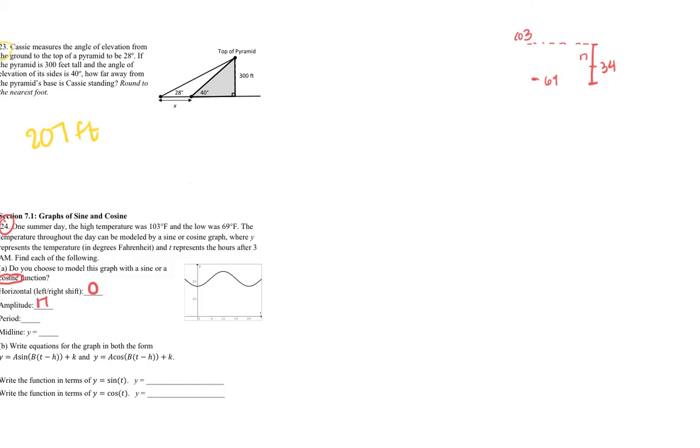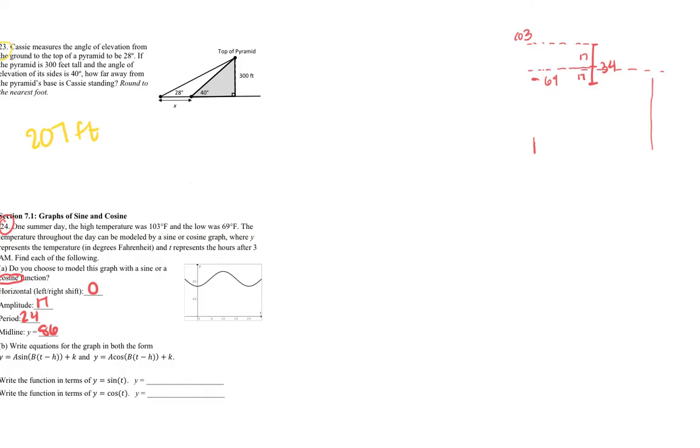Okay, so our period is going to be like peak to peak, valley to valley. So our valley is going to be here, and then we can drop a line down right here. So we go valley to valley, it's 24. So our period is going to be 24. And then our midline is going to be this line right here. How we figured that out is we're just going to add our amplitude, 17, to our low at 69. So 69 plus 17 is going to give us 86.